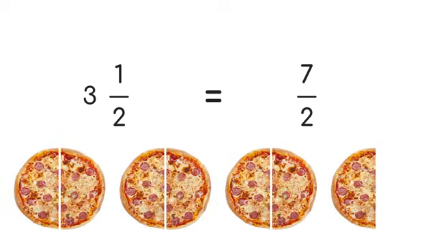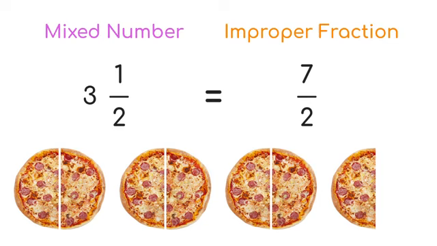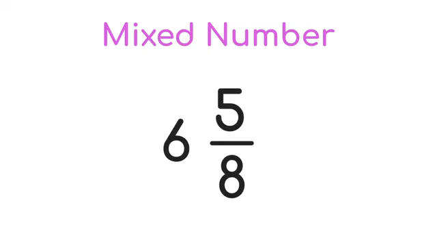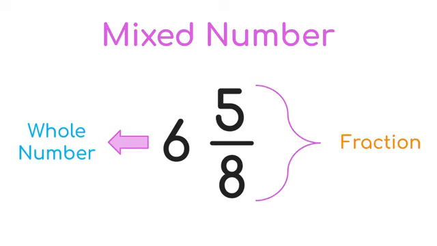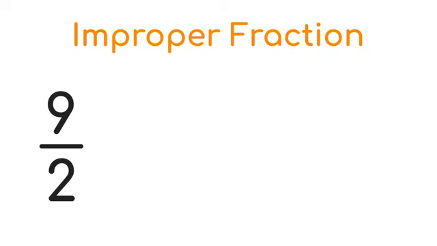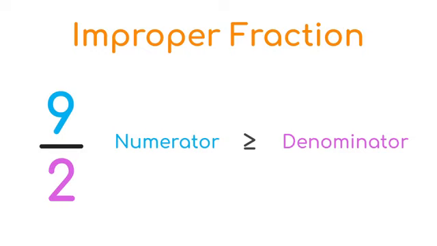So the amount of pizza can be written either way, as a mixed number like 3.5, or as an improper fraction like 7/2. You may be wondering, what's the difference? Well, a mixed number is made up of a whole number and a fraction. Mixed numbers are used to represent values greater than 1. An improper fraction is also used to represent a value greater than 1. Improper fractions look a lot like proper fractions, only their numerators are greater than or equal to their denominators.